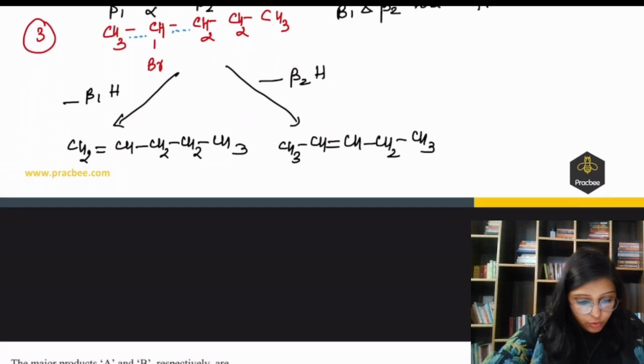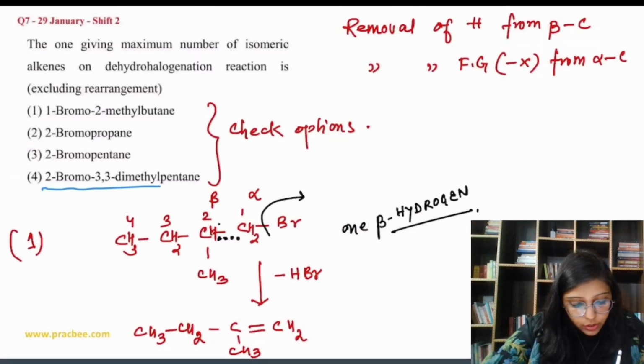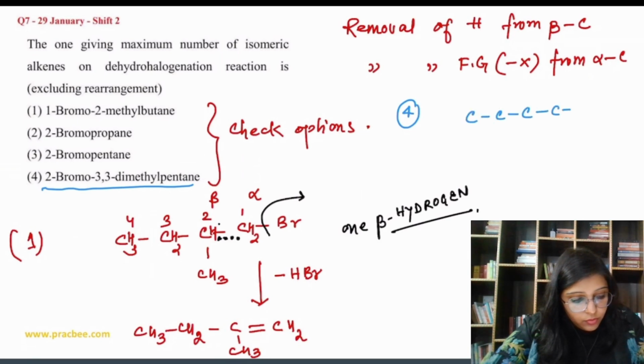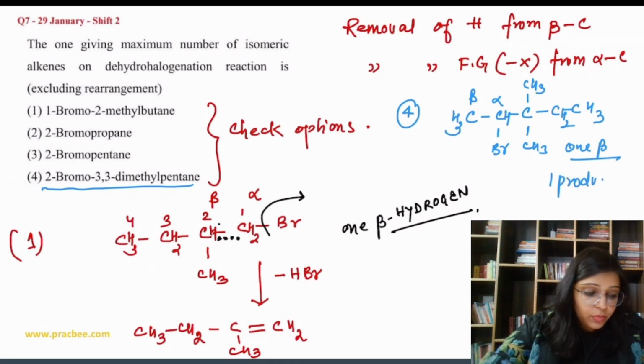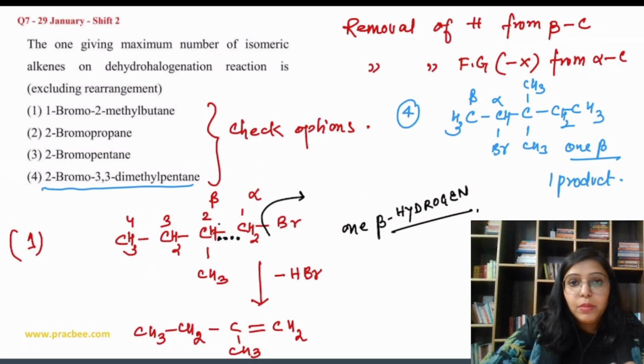Okay, now check the fourth one. 2-bromo-3,3-dimethylpentane. So this is the fourth one. 1, 2, 3, 4, 5. So CH3, CH2, CH3. See, alpha carbon, and only one beta carbon is there, so one beta hydrogen. So here also we get one product. So the one giving maximum number of isomeric alkenes on dehydrohalogenation is going to be option number 3.